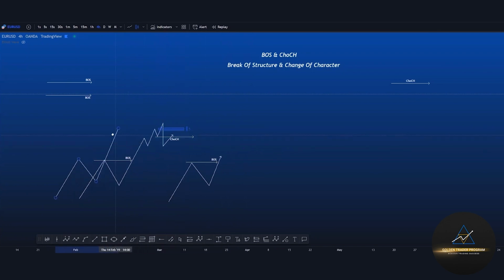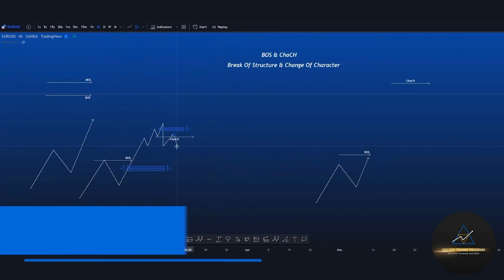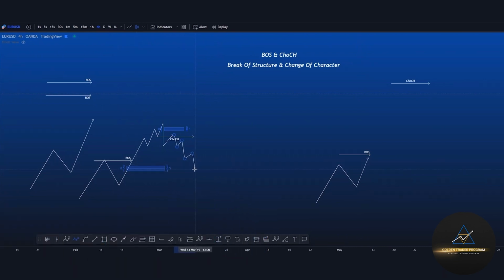So once we've identified this particular move here, this major move here, we can sell it towards a point of interest. So obviously on the lower time frames, we'll be able to see, okay, where is the banker block? What was the banker block that broke structure? Normally it's below the break of structure. It's normally down here somewhere, right? So if we move this across, what we can do now on the lower time frame, now that we've got a change of character, is sell it on the way down towards where the recent relevant break of structure banker block is. So that will be our point of interest.